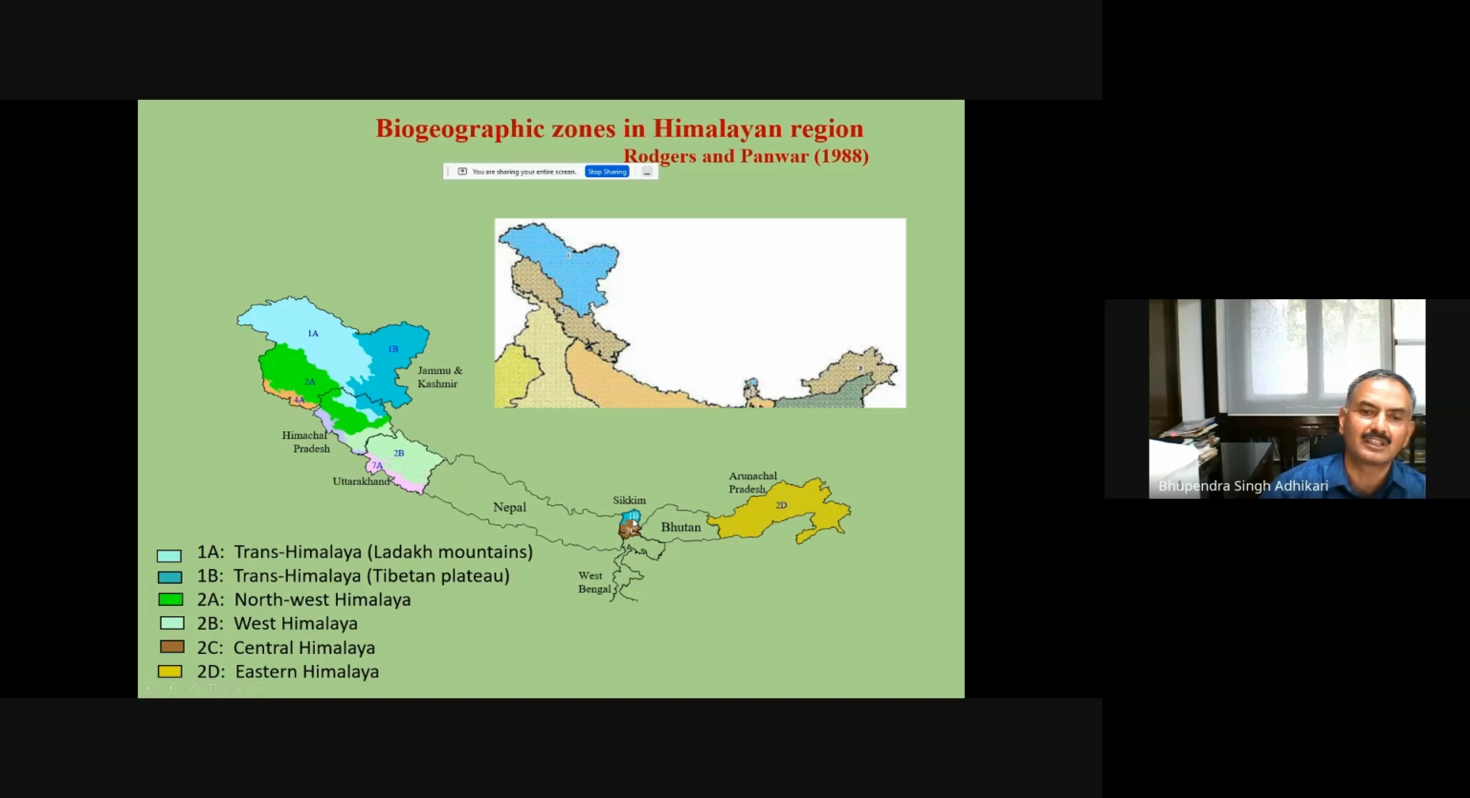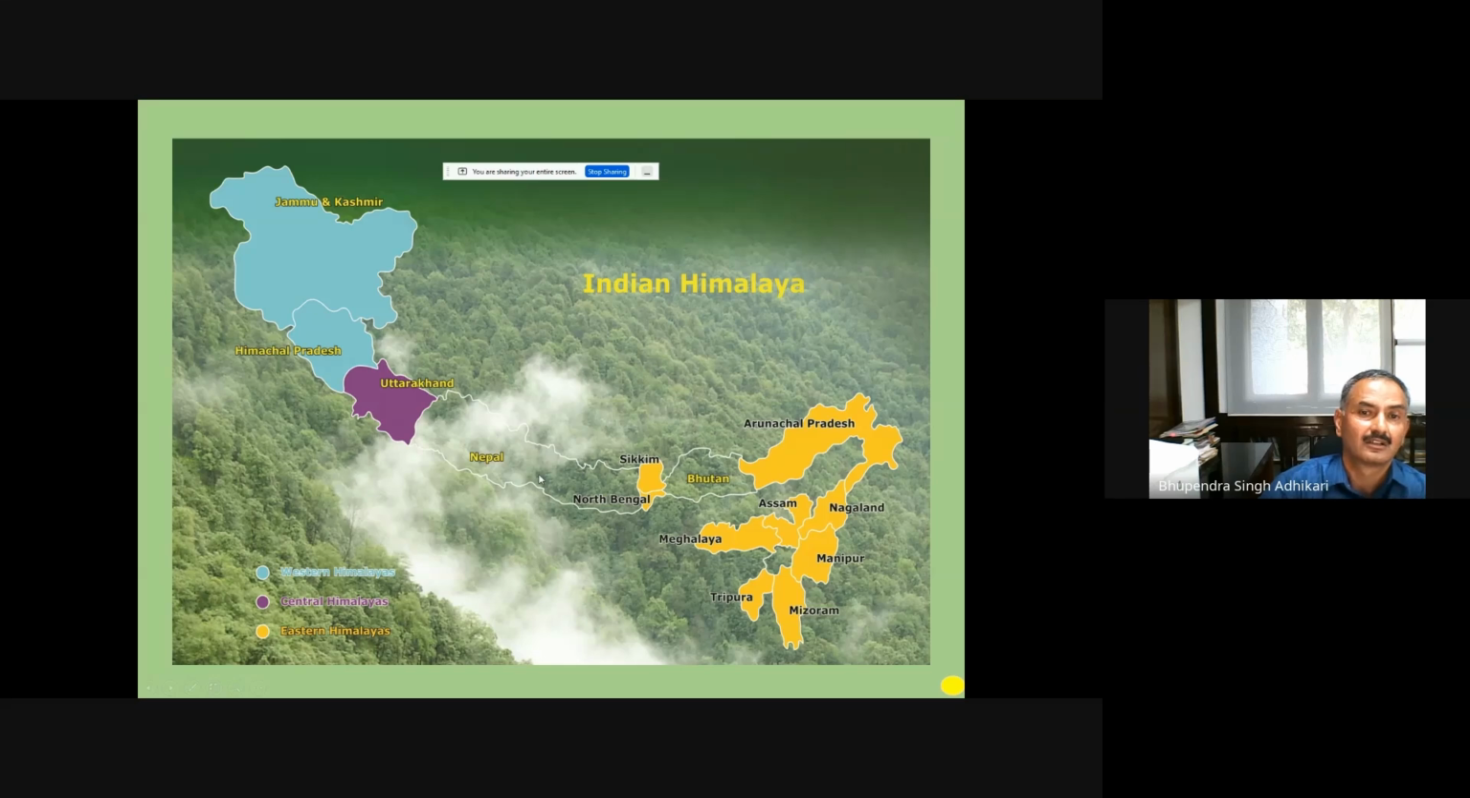And in Sikkim you can see that 1B, which is the Trans Himalaya Plateau. So in Himachal we are having only the Eastern Himalaya. There is no such Trans Himalaya, but there are a few areas where elements of Trans Himalaya are also present. The Indian Himalayan region, in that we are considering the northeast states also. So altogether we are having 12 different states which represent the Indian Himalayan region.